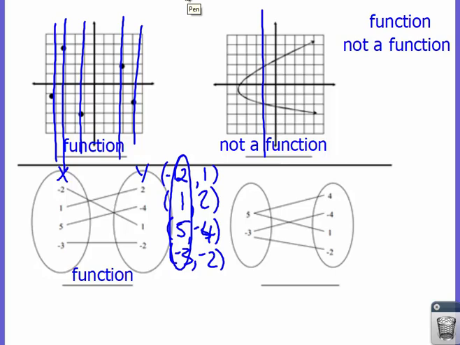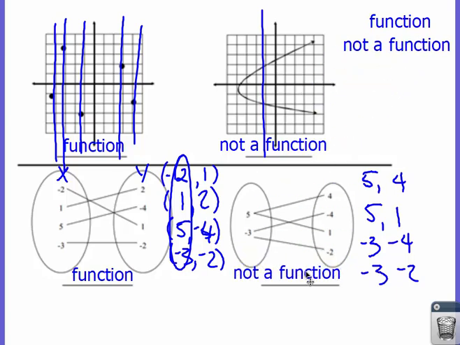Now on this next one, if I were to write these points out, we've got (5, 4), but I also have (5, -1), (5, 1). So you'll notice that my x values double up. And the next one I got (-3, -4) and (-3, -2). So again, I have 2 x values here and 2 x values here that have 2 y values. Okay, so this one is not a function.